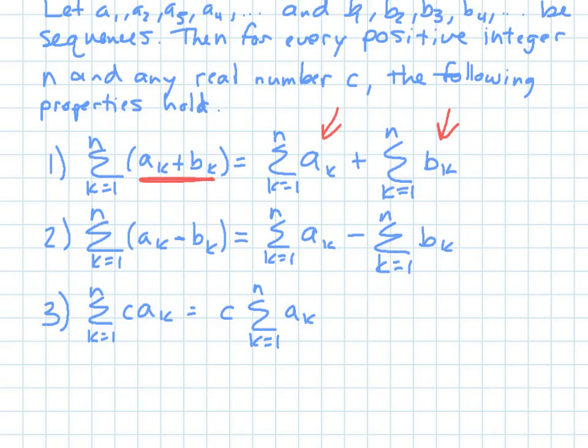Okay, property 2 says the same thing, but it's for subtraction, so you can separate them into two different sums based on the subtraction. And then also, if you have a multiple or a scalar multiplied to your formula, you can move that out and put it out front and say c times whatever it is. So you can find your sum, and then at the end you can take that number times 2, or times whatever c is. Okay, so those are different formulas that you can use to help make those sums a little less arduous.